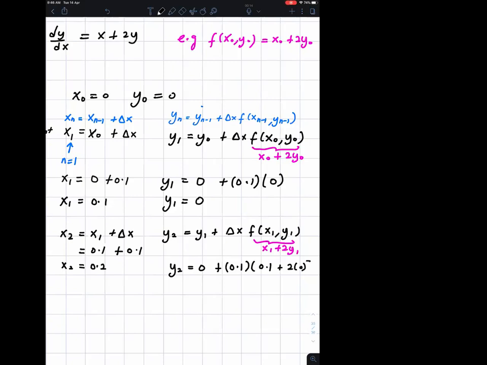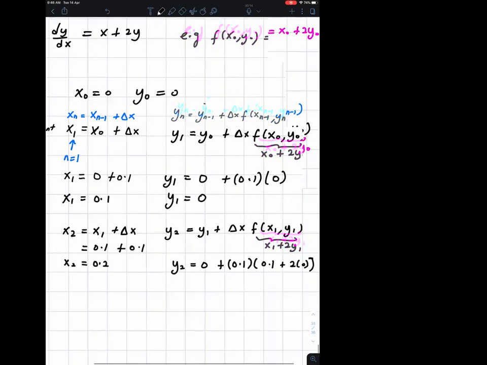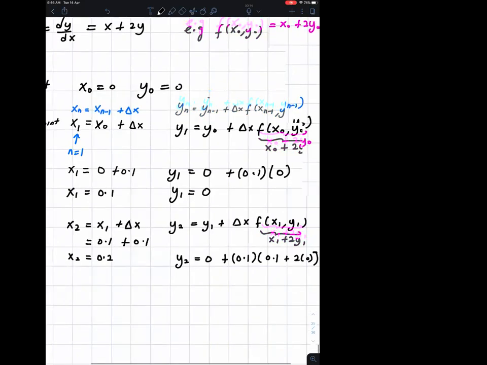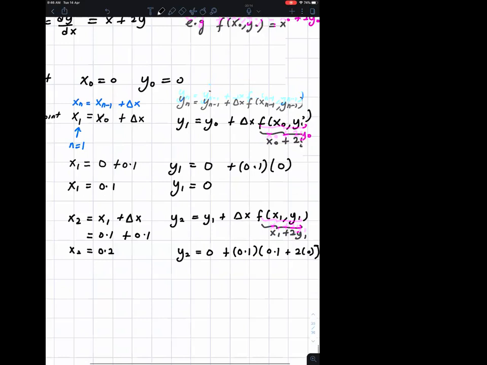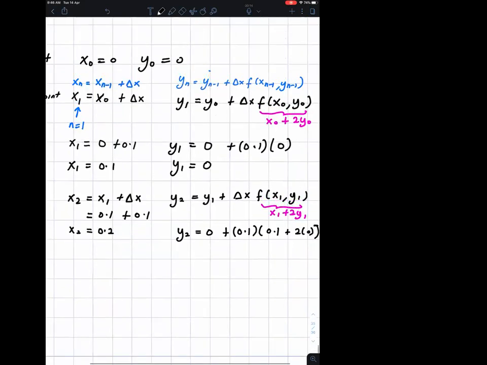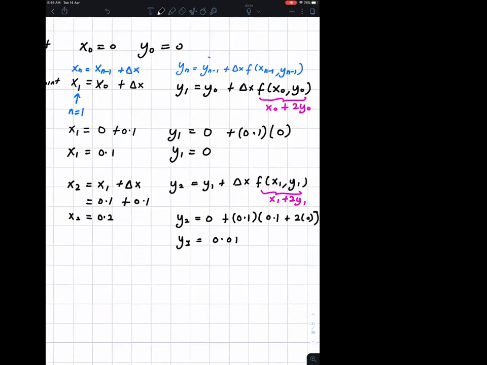So therefore, overall, Y2 is going to be 0.1 multiplied by 0.1. Right or not? 0.01.